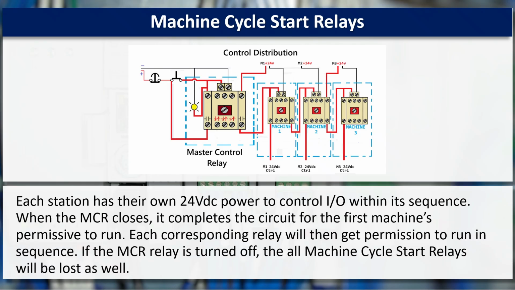Each station or machine has their own 24-volt power to control the I/O within its sequence. When the MCR closes, it completes the circuit for the first machine's permission to run. Each corresponding relay will then get permission to run in sequence. If the MCR relay is turned off, all the machine cycle start relays will be lost as well.